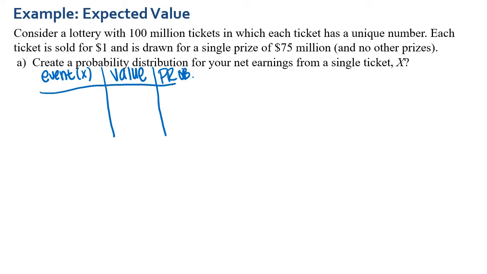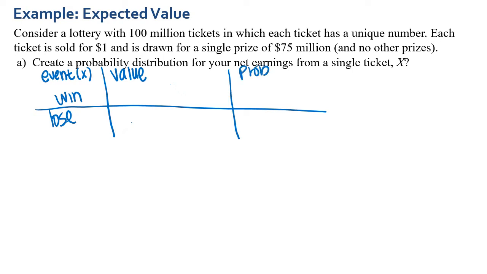So I believe that there are just two events. Either you win or you lose. If I win, the value of winning is $75 million, except since I'm looking at my net, I have to take out what I did pay to play it. So $75 million minus $1 leaves me with $74,999,999. Again, when we're dealing with net, we have to take out what I've already paid. If I don't win, I'm just going to be out my dollar, so it's negative $1.